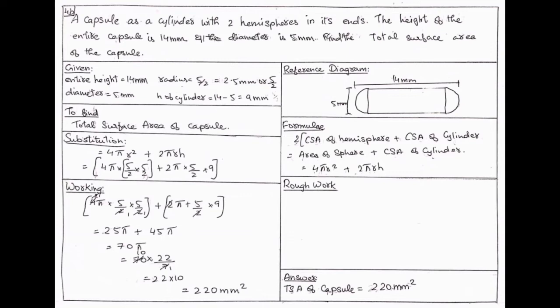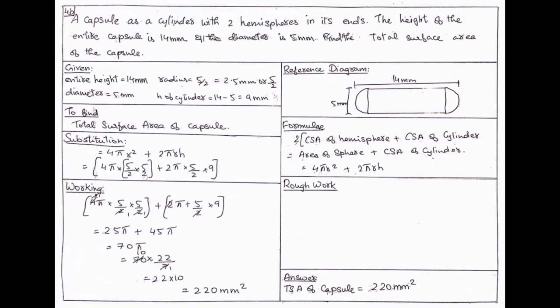We have to find the total surface area. We have the formula as 2 into CSA of hemisphere plus CSA of cylinder. Two hemispheres put together are the area of a sphere. So area of sphere plus CSA of cylinder gives 4 pi r square plus 2 pi r h. So we substitute it and we have 4 pi into 5 by 2 into 5 by 2 plus 2 pi into 5 by 2 into 9.